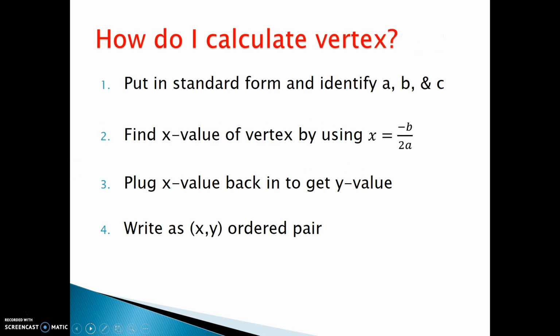Okay, this is a little refresher of what we did yesterday. How do I calculate the vertex? Key parts: standard form, find your a, b, and your c. This is the key idea right here: x equals -b over 2a. That's what I want to use to get the x value of my vertex. The way that I get the y value is I plug it back in eventually, and I want to write my answer as an ordered pair.